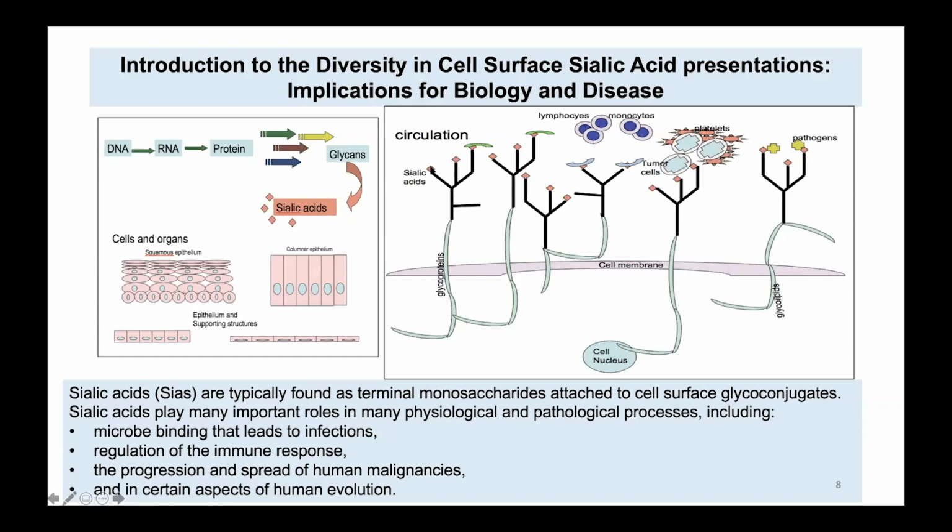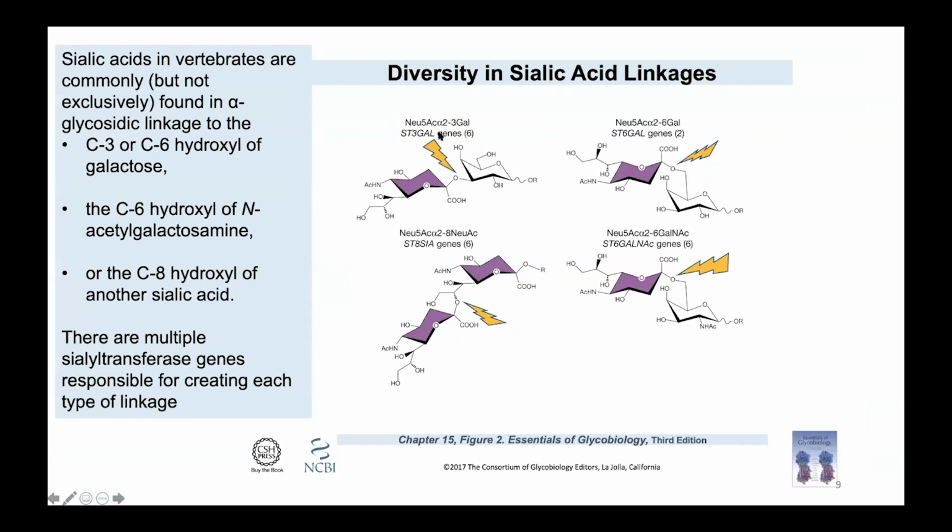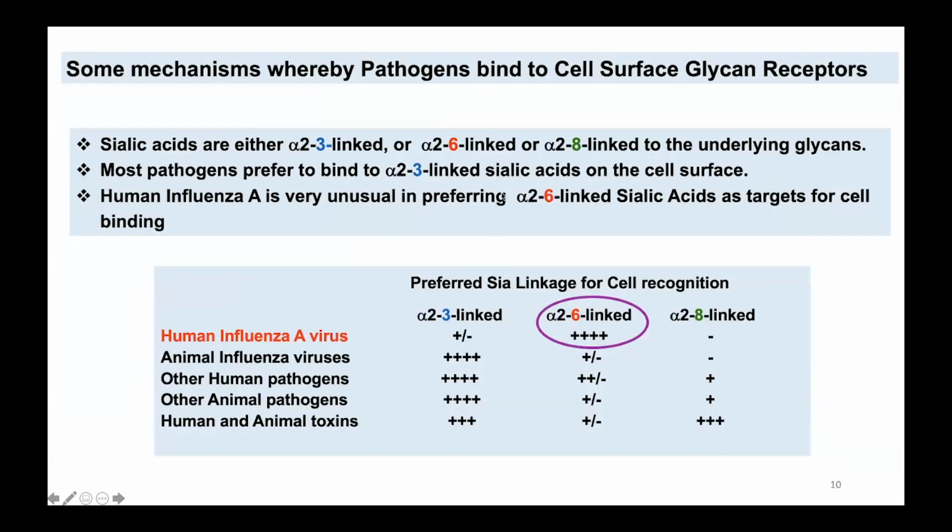Now, these sialic acids can be attached to the underlying glycans in different linkages. These linkages, as depicted here, may be alpha-2-3 linked to the underlying glycan, alpha-2-6 linked to the underlying glycan, or alpha-2-8 linked to the underlying glycan. Now, why am I showing this? It's because we've shown in several studies that most pathogens like to bind to the alpha-2-3 linked sialic acids, as shown here. But human influenza virus is unique in that it likes to bind to the alpha-2-6 linked sialic acids.